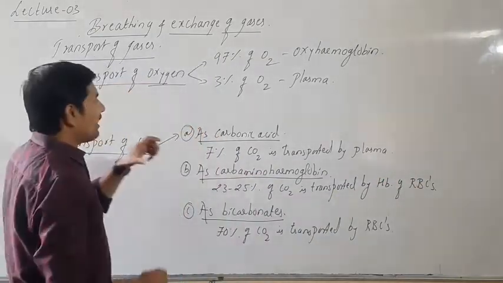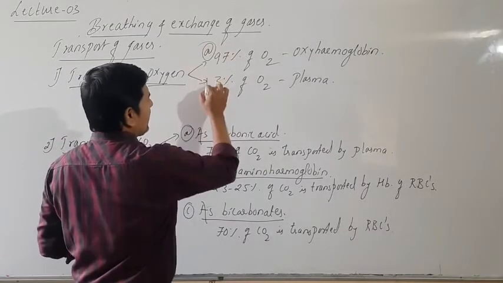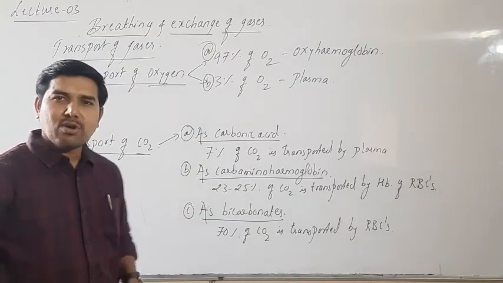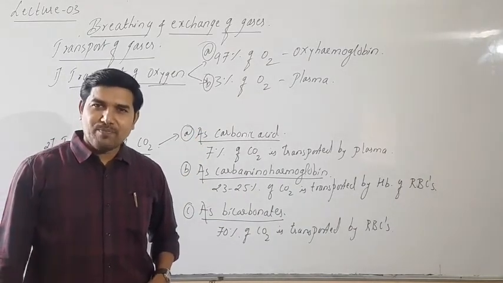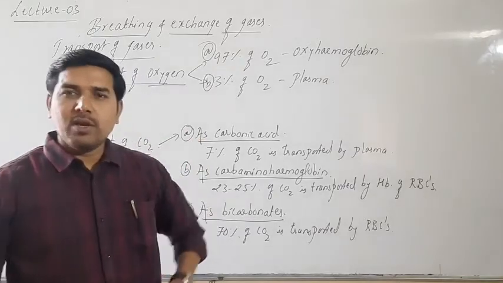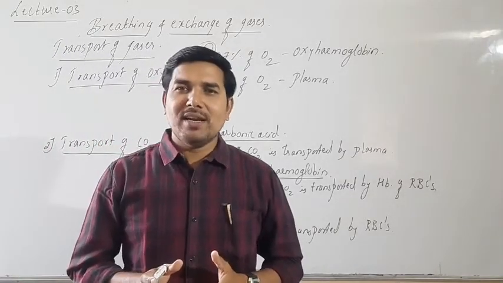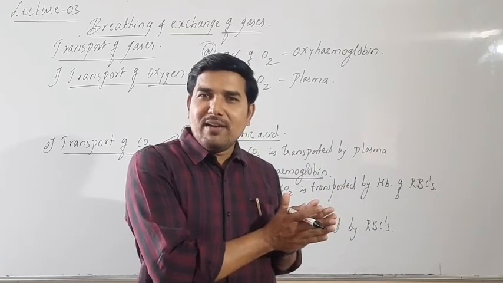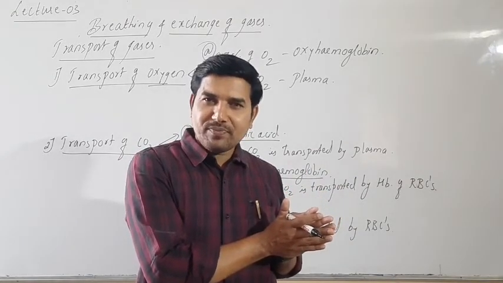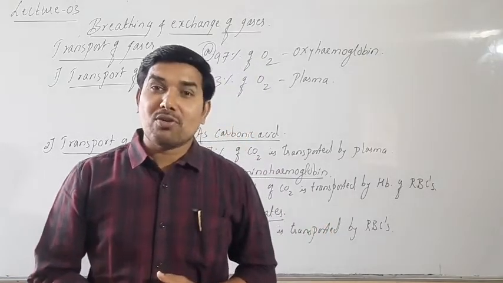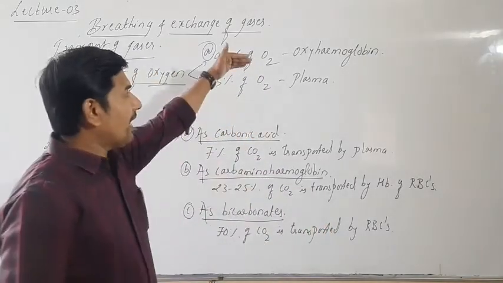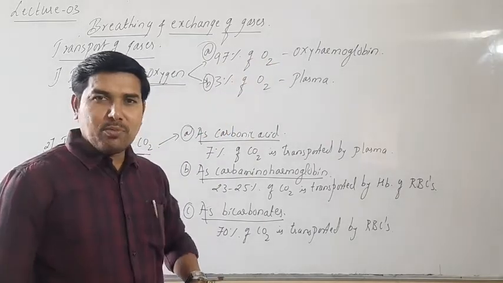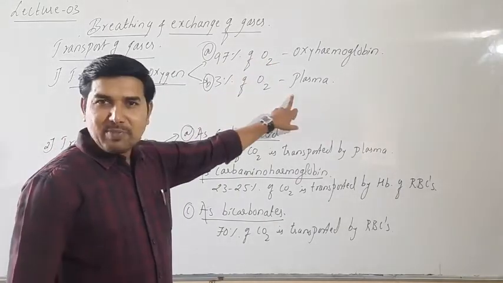So how exactly does it occur? Remember the first and second forms of transport of oxygen, and these three methods of transport of carbon dioxide. These are most important. The major part of oxygen, 97%, is transported by the hemoglobin of the RBCs of the blood in the form of oxyhemoglobin, and 3% is by plasma.